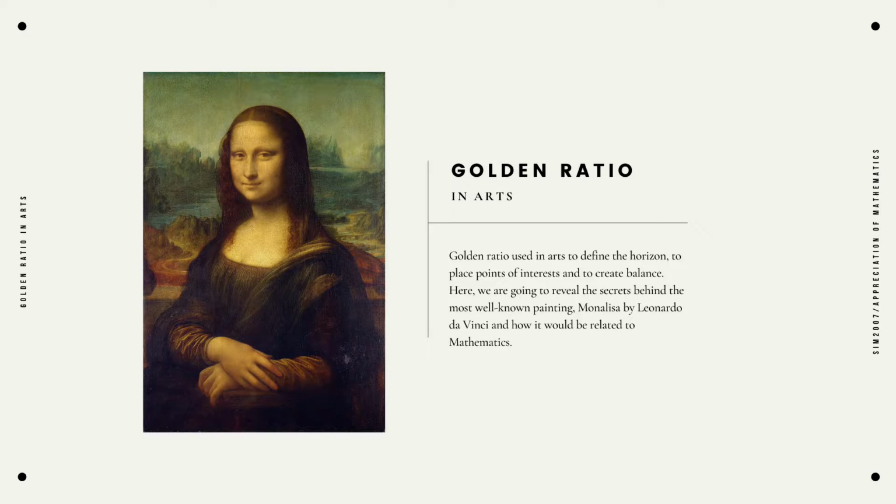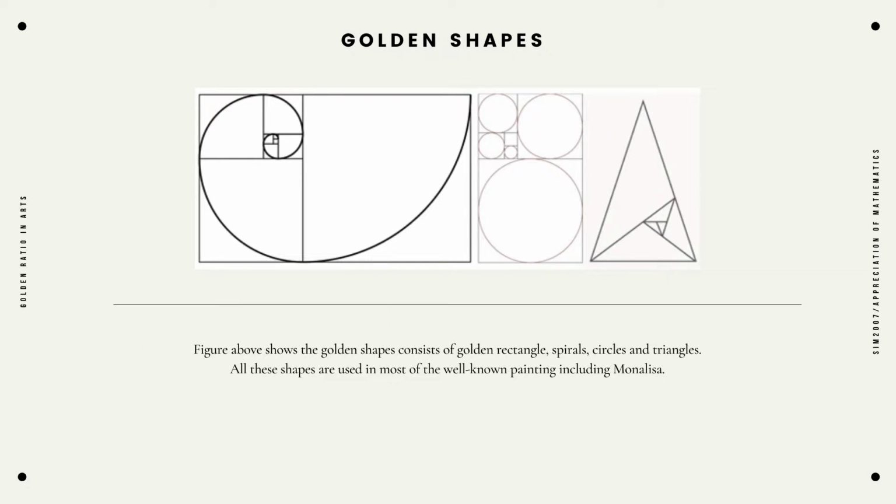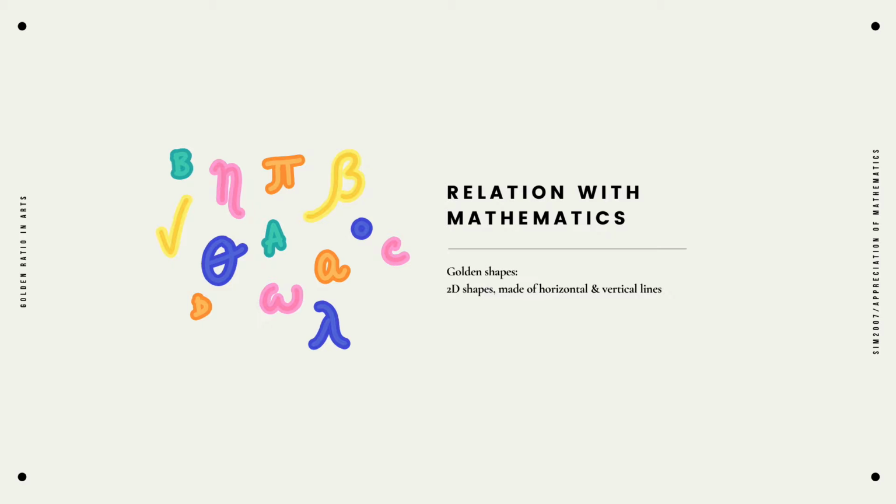Next, here's the first subtopic I would like to discuss today: golden ratio in arts. The golden ratio is used to define the horizon, and most of the famous paintings, such as Mona Lisa by Leonardo da Vinci, use the golden ratio to create balance in their art. Based on the figures, they are all golden shapes: rectangle, spiral, circle, and triangle. So these golden shapes are used in painting. And the relation between these shapes and mathematics is that all of these are made from the horizontal and vertical lines that we all learned during our elementary school.